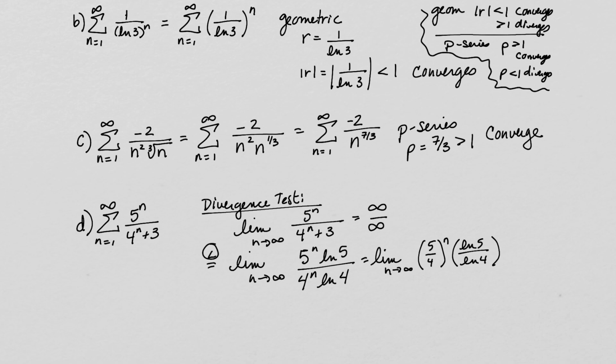Natural log of 5 divided by natural log of 4, that's just a number. But now I have 5/4 raised to the n power, and 5/4 is some number bigger than 1. So I have a number bigger than 1 raised to the infinite power, and this whole thing is just going to be infinity. Infinity is not equal to 0, so it diverges. The divergence test just says, find the limit. If the limit is not 0, then it diverges.